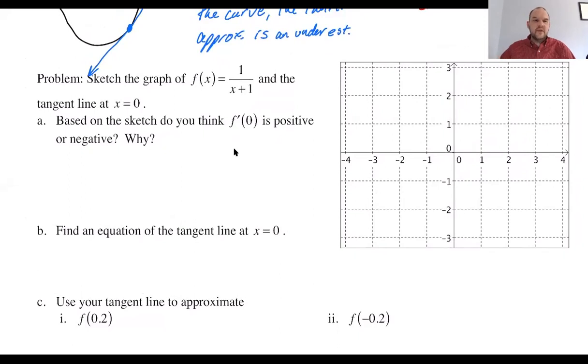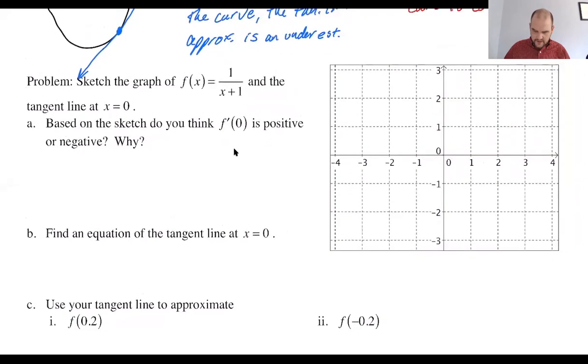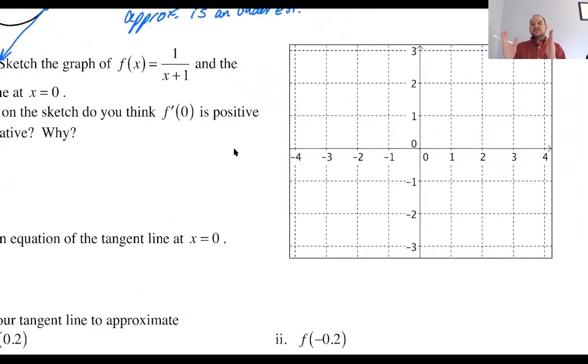All right, let's see. Sketch a graph of f of x equals 1 over x plus 1. All right, so I know that's 1 over x and then shifted 1 unit to the left. You want to know those things. So I'm going to put the asymptote in red. There we go. And then I'm going to use black for the curve.